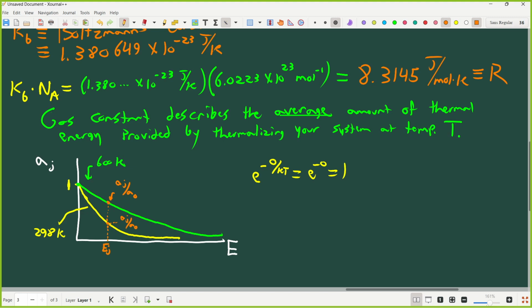All right, so next class we'll come back to this exponential equation. We'll use it and we'll be able to derive entropy from first principles. How this changes with temperature will determine entropy.